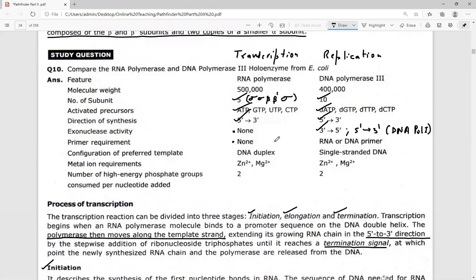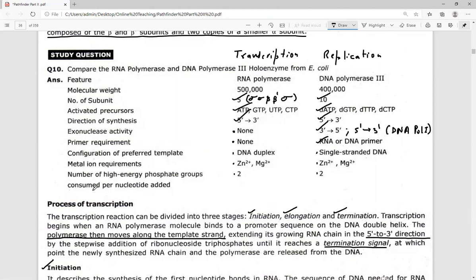Primer requirement: there is no primer requirement here. Yes, there is a primer requirement there. Configuration of the preferred DNA is duplex. Here it is single stranded. Metal ion requirement is zinc and magnesium. Here also zinc and magnesium. Number of high energy groups consumed per nucleotide added is 2, and here it is also 2. Number of nucleotides will be degraded.